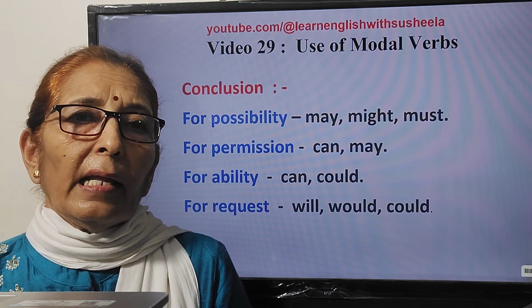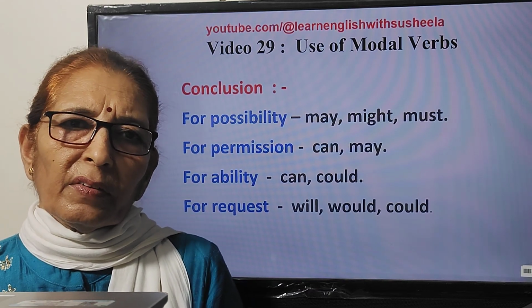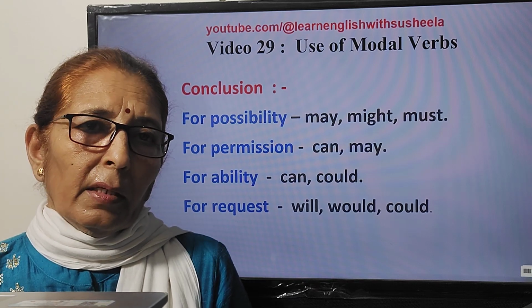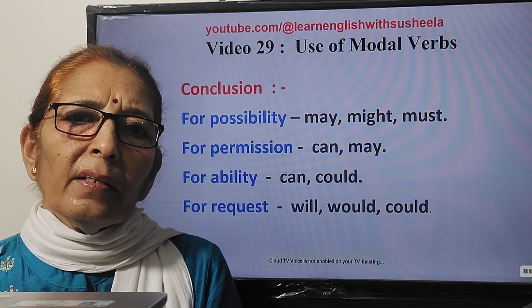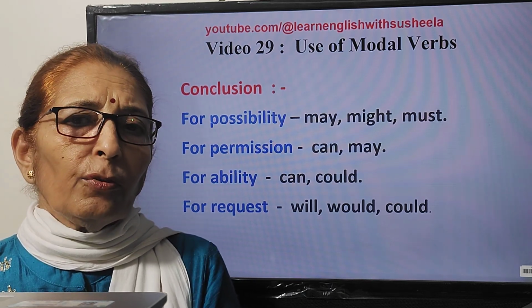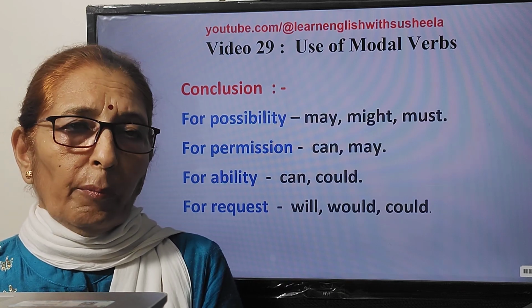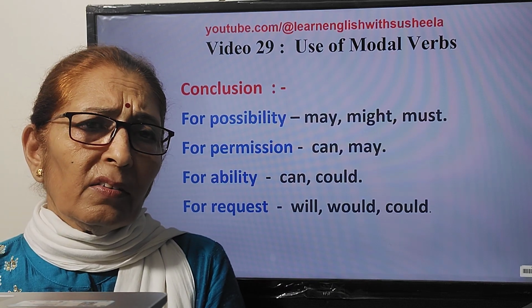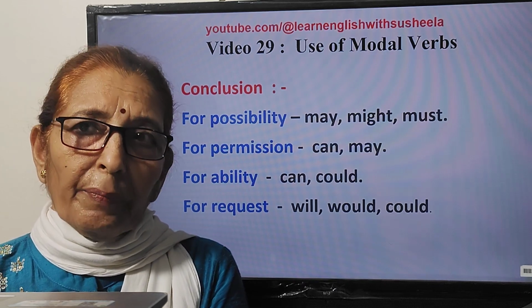Now in the end, I'll be telling that mainly modals are used for 4 purposes. For possibility. If you have to show possibility, then may is used for possibility, when possibility is there. Might is used when possibility is less. For less possibility we use might. And when there is strong possibility, in that case we use must.